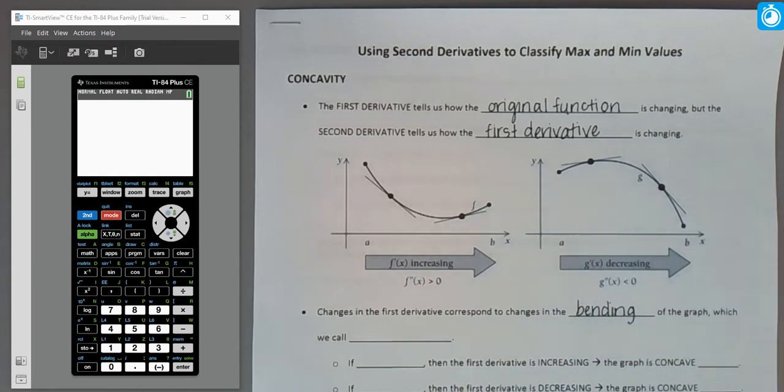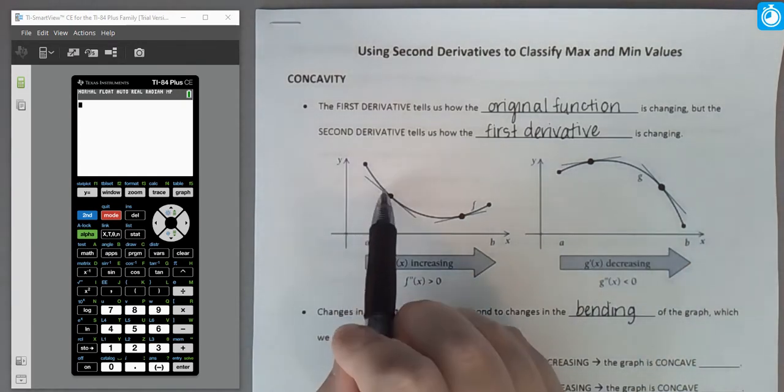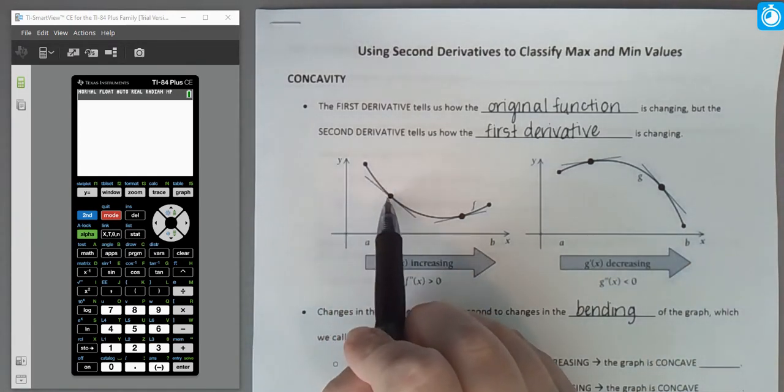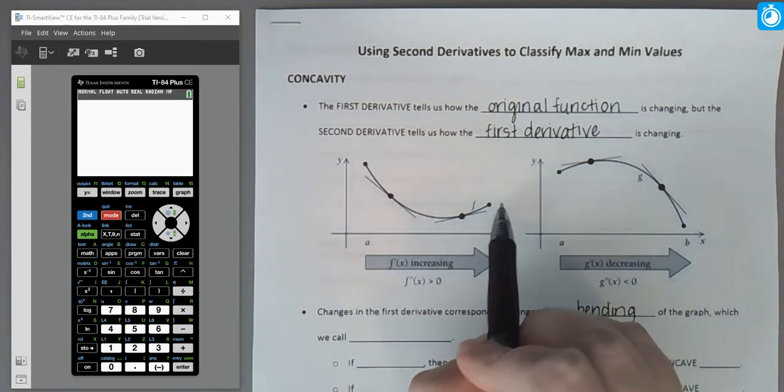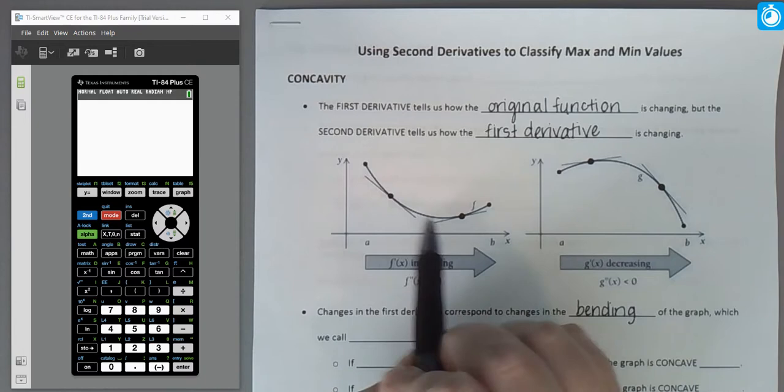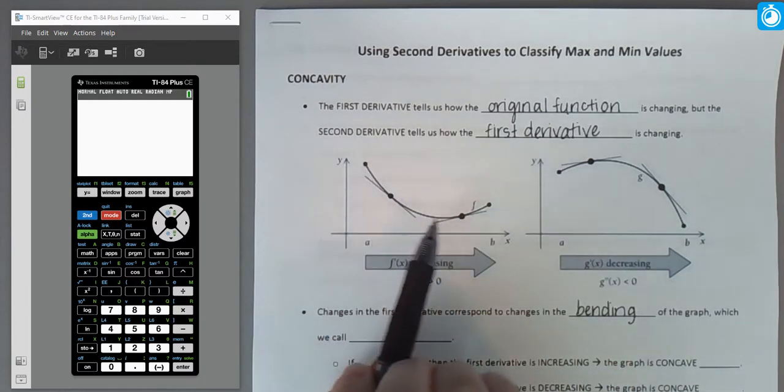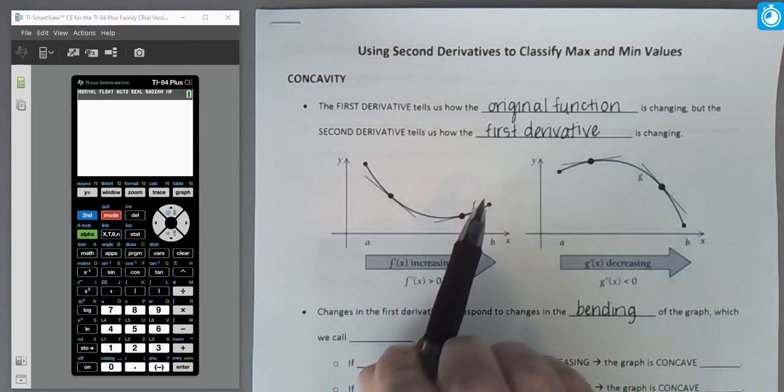If we were to look at the two tangent lines at each of these locations, the fact that we go from a negative tangent to a positive tangent means there's a bend in the graph. So if you were to graph a bunch of tangent lines, essentially you're tracing out the basic bend in the graph.